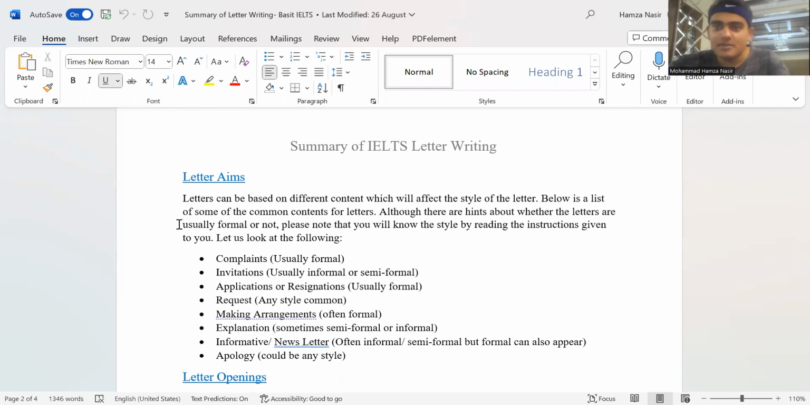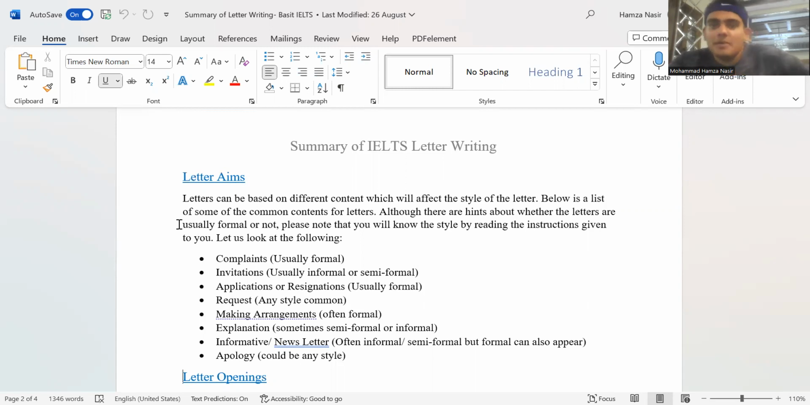If it's your boss inviting you, it's semi-formal. If it's your friend or your family member inviting you for lunch or high tea or a get together at their place, it's generally going to be informal. So you have to read carefully and figure it out from the tone, right? If we are talking about applications or resignations, they are usually formal, right? Apart from that, requests, right? In a request, any style is common, right?